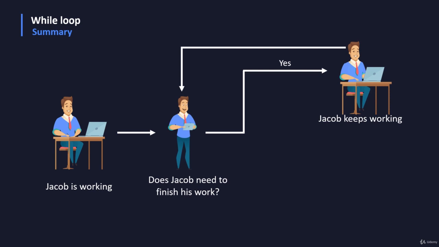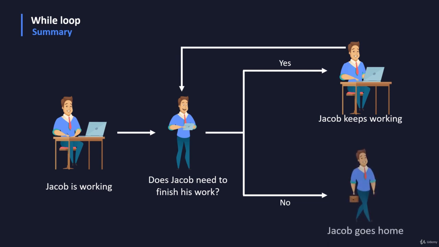And basically we are going to repeat this whole process, this cycle, until the result of the condition is false. So once the result of the condition is false, we can get out of the loop and proceed with our program and our other commands. And then we can say that Jacob can go home. So that's basically the general structure of while loops.